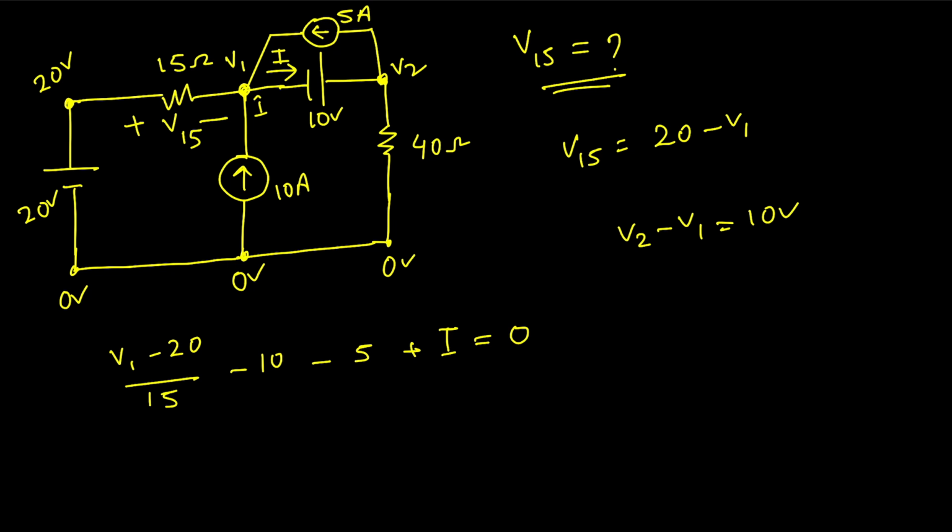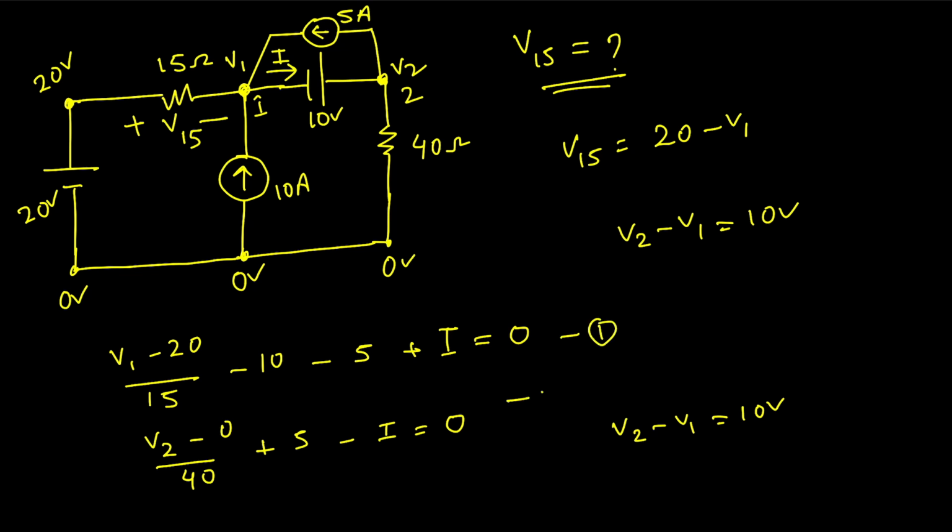Second equation, if we apply KCL at point 2, we can write down (V2 minus 0) divided by 40, plus 5, minus I equal to 0. And another equation will be V2 minus V1 equal to 10 volt. So here you can see we have equation 1, equation 2 and equation 3.